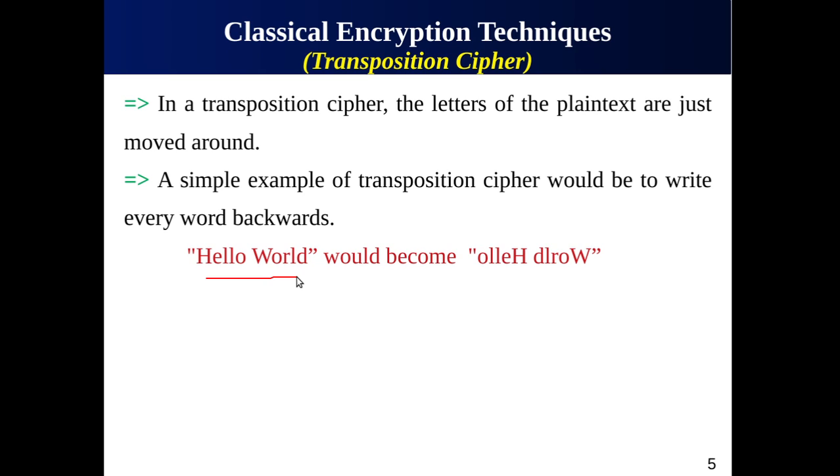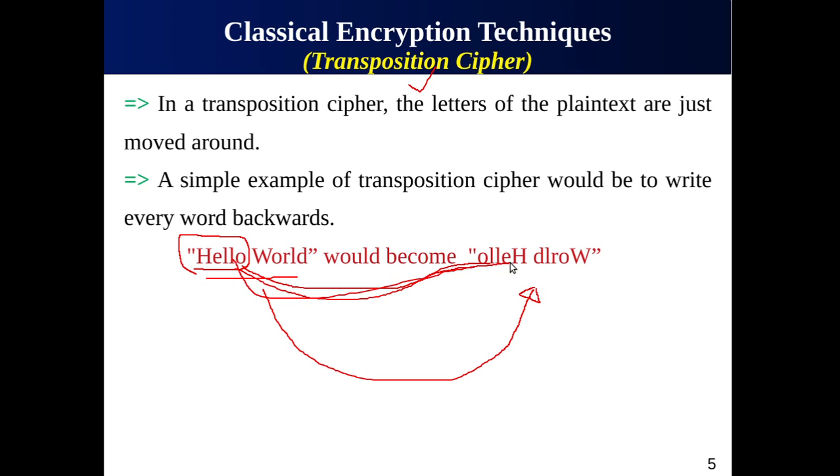And here we have a simple example. For example, you have the plain text hello world, and you want to convert it into a cipher text by using the transposition cipher method, then it would become like this. Now, what is the technique that we have used here? We reversed the whole text. Like we have a plain text word hello. So O, then L, then the second L, then the E, and then the H. If you write it in the reverse order, then it will become an example of the transposition cipher.